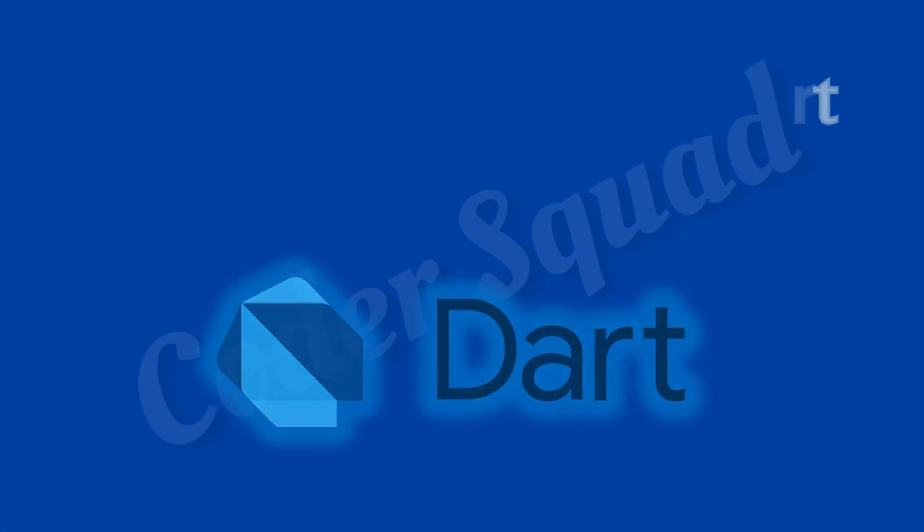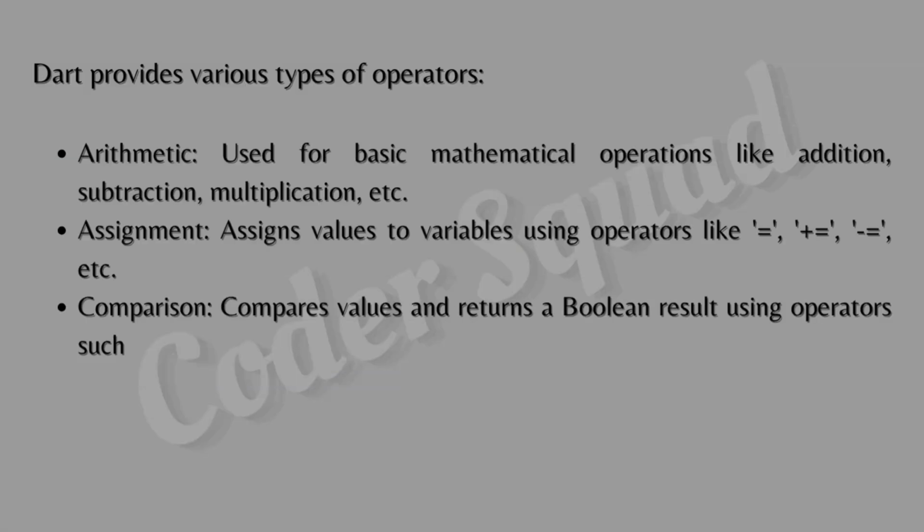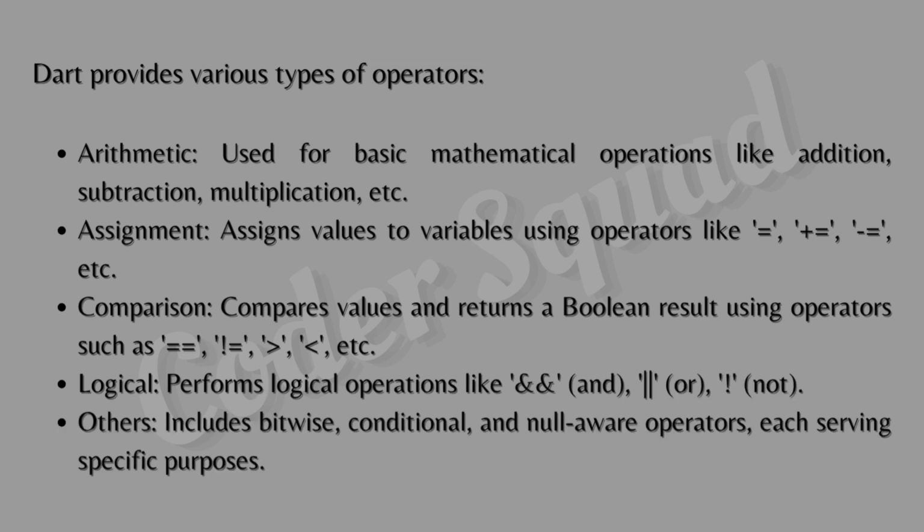Dart provides various types of operators. Arithmetic, used for basic mathematical operations like addition, subtraction, multiplication, etc. Assignment, assigns values to variables using operators like equal sign, plus equals, dash equals, etc. Comparison, compares values and returns a Boolean result using operators such as equal sign, is not equal to sign, greater than sign, less than sign, etc.